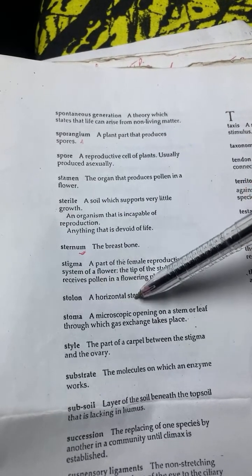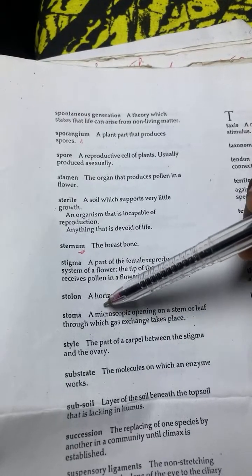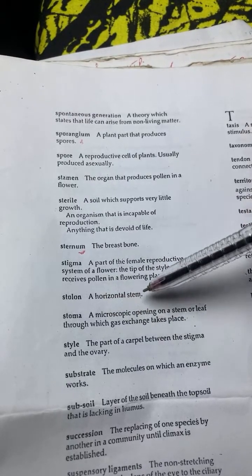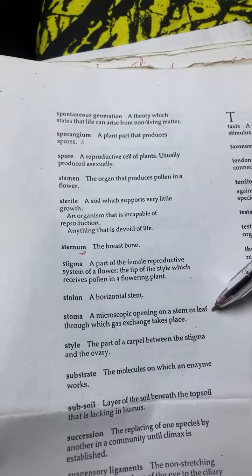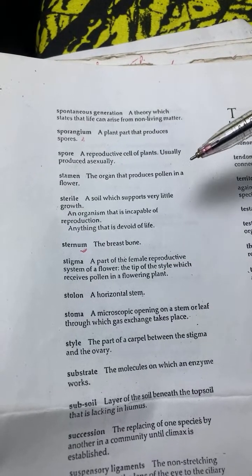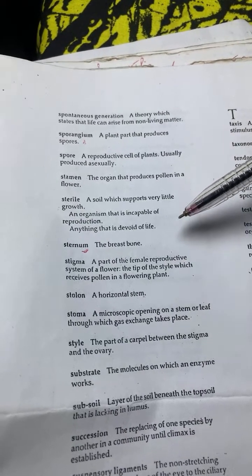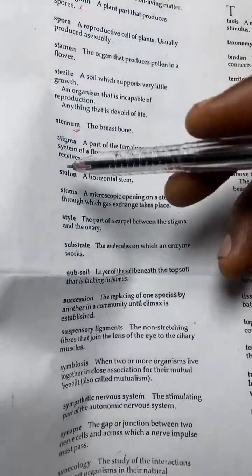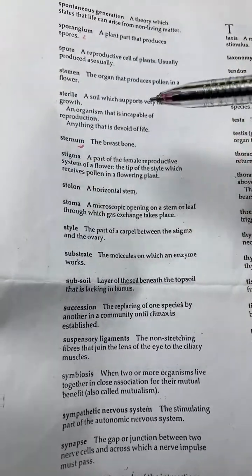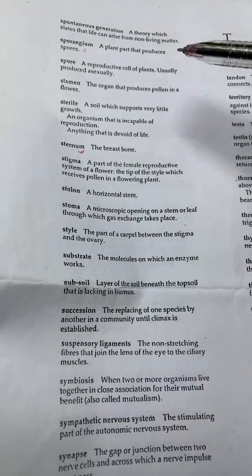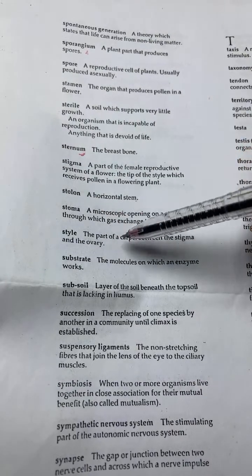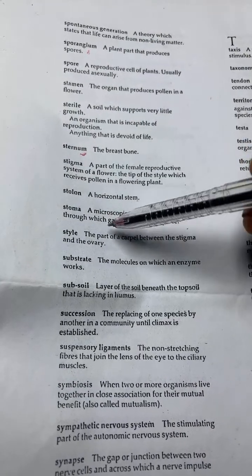We have stolon, a horizontal stem. Have stoma, a microscopic opening on a stem or leaf through which gas exchange takes place. Don't call it stoma, you call it what? Stomata. It's still the same thing. Now, style is the part of the carpel between the stigma and the ovary.